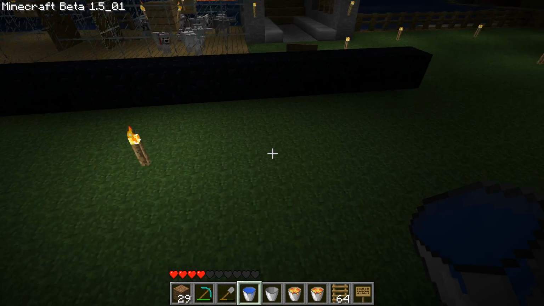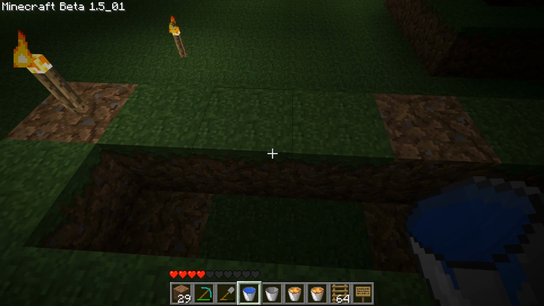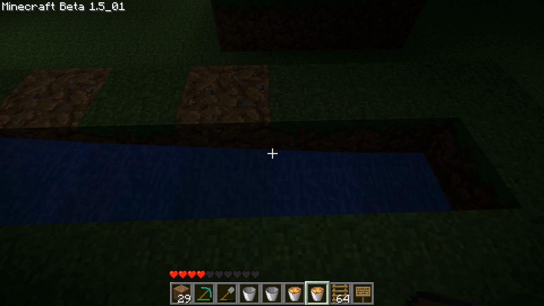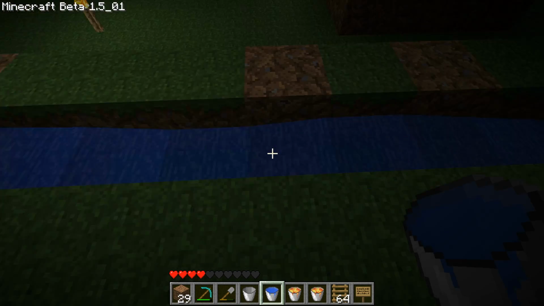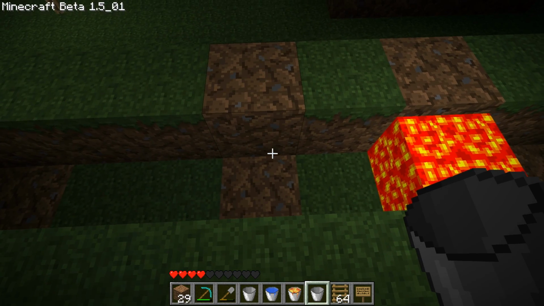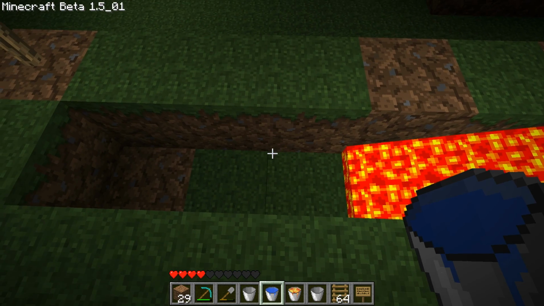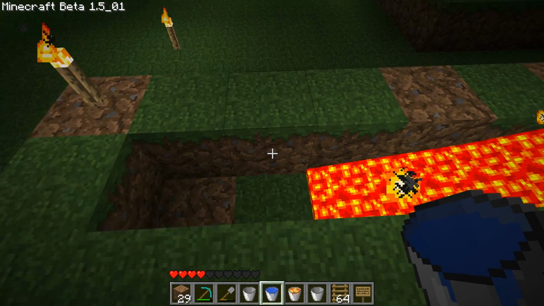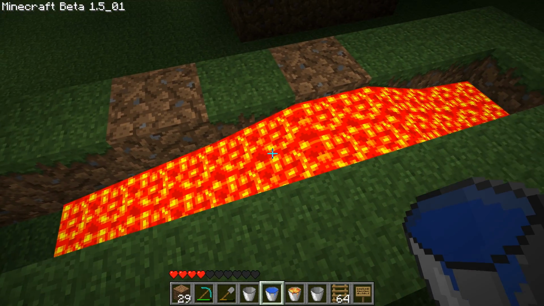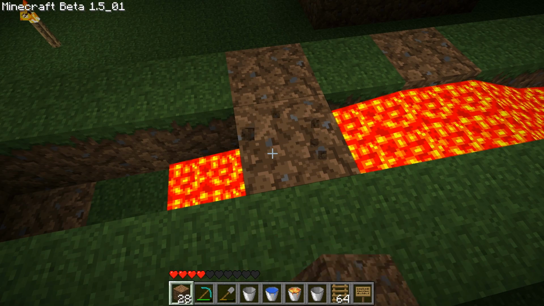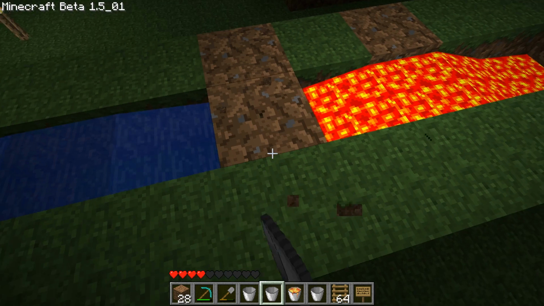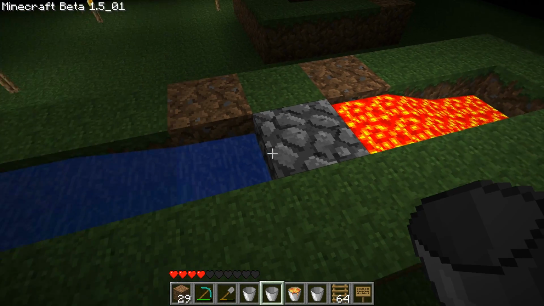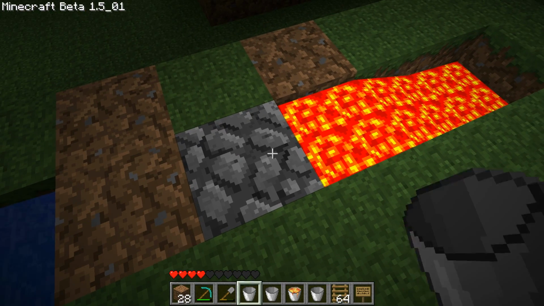So when liquids meet, they form blocks. If I place a water block right here, this is the spring, this is the flow. If my flow of water meets a flow of lava, it creates a cobblestone. Here we go. I think it has to be a little bit closer. There we go. It created a cobblestone block because where flow of water meets flow of lava, cobblestone is created.